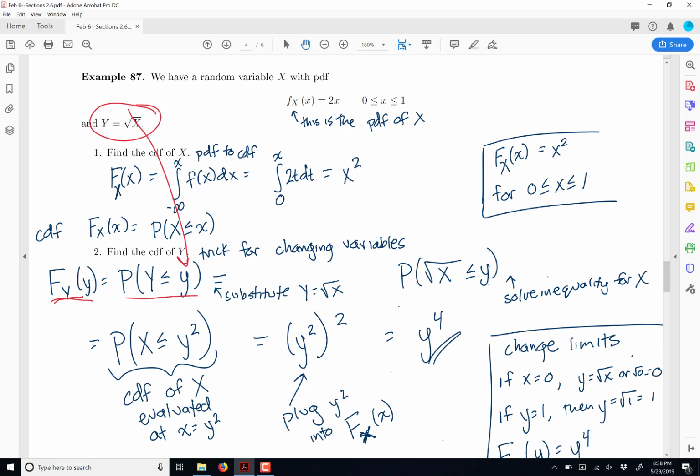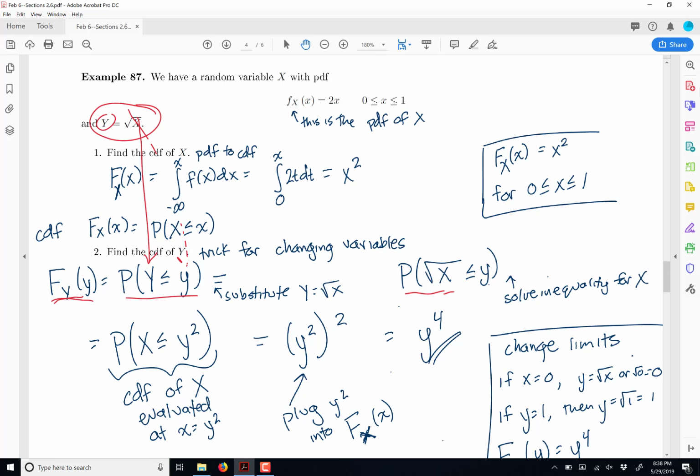Sorry, not right there. We're going to plug that in. So this was capital Y, so we plug in the square root of X right here to this capital Y. So we now have the probability that the square root of capital X is less than or equal to little y. But we don't really know anything about the square root of capital X. But we do know some stuff about just plain X, so let's solve this inequality for X.